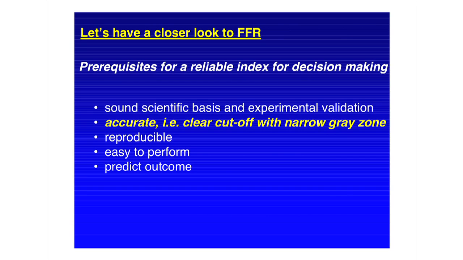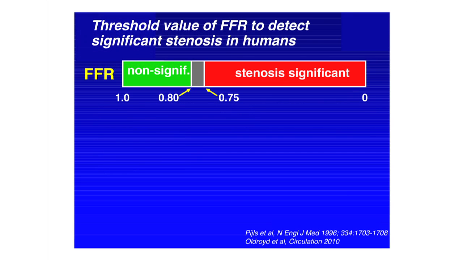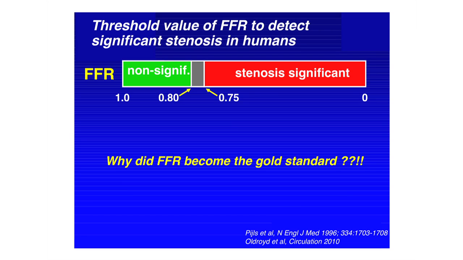The next prerequisite, of course, is that an index should be accurate. Accurate means there should be a clear cutoff value to distinguish between the healthy and the pathologic situation with a narrow gray zone. And that has been done for fractional flow reserve. What we know is that if the FFR is below 0.75, you can be 100% sure that your stenosis is causing reversible ischemia if the heart is stressed sufficiently. On the other hand, if FFR is above 0.80, the chance that such a stenosis will give ischemia is less than 5%. So altogether you can say above 0.80, no ischemia, below 0.75, there is ischemia.